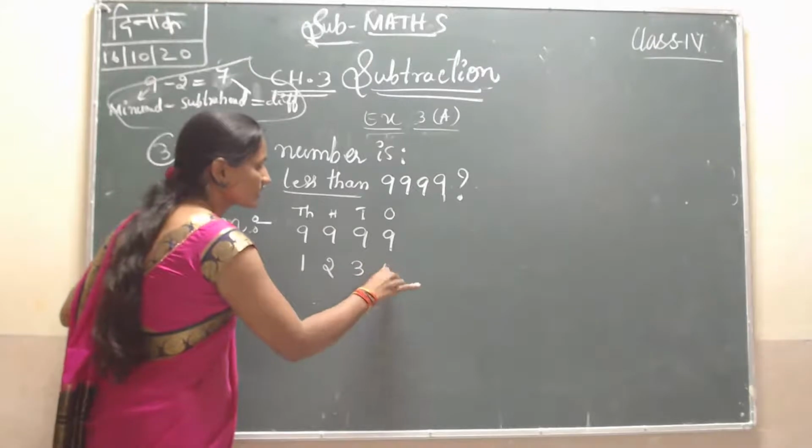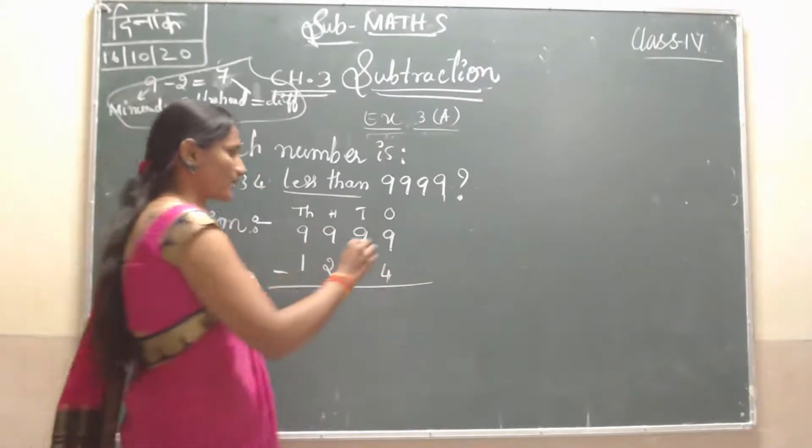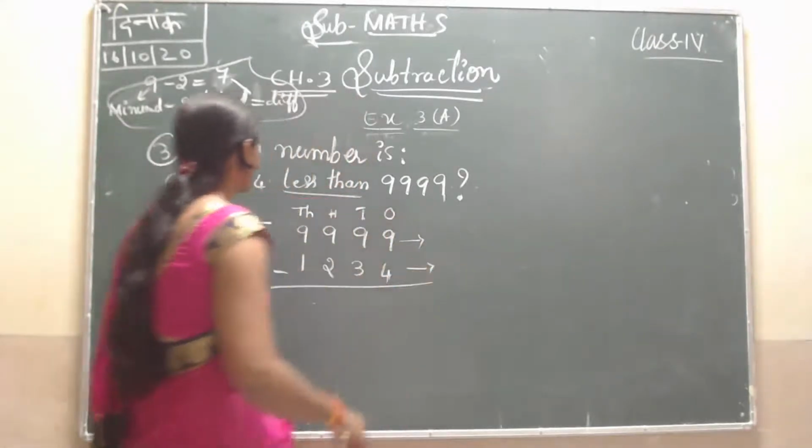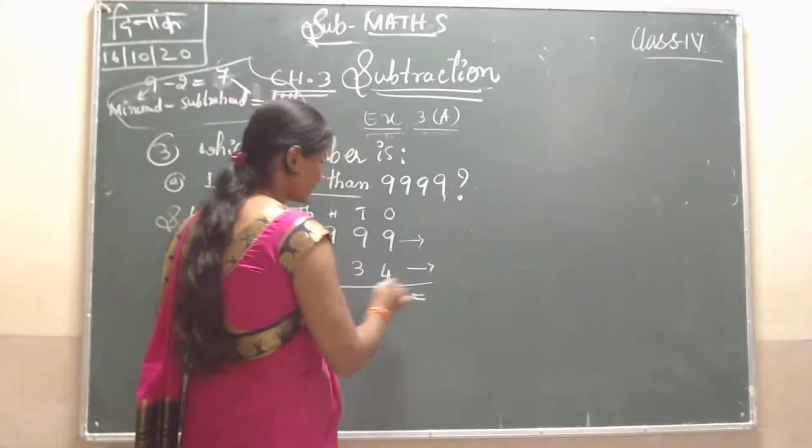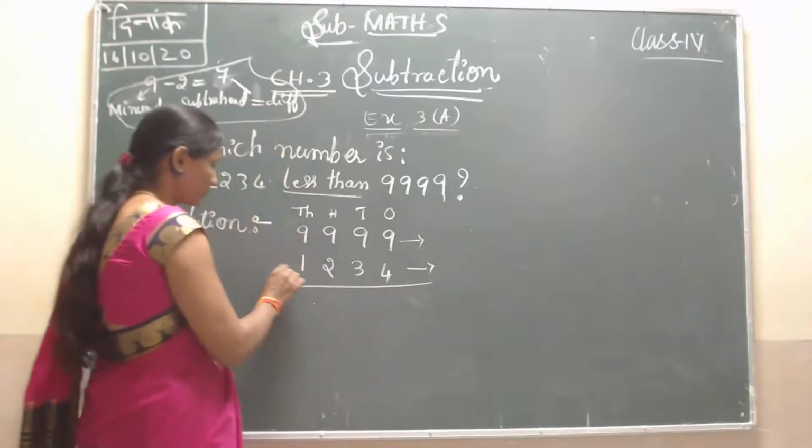1,200. So how much is less than? You find the difference. So already I will show you. Subtract 100 from 100, so you find the difference. Finding the difference means you do subtraction.